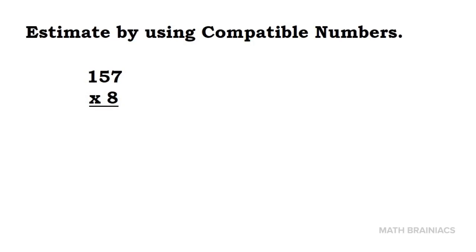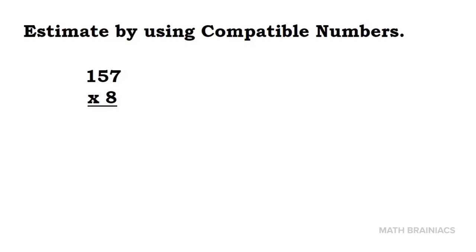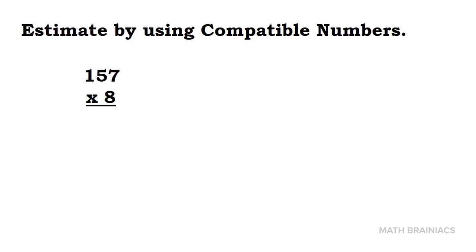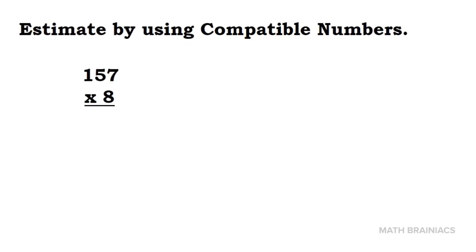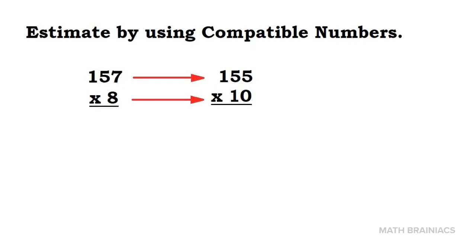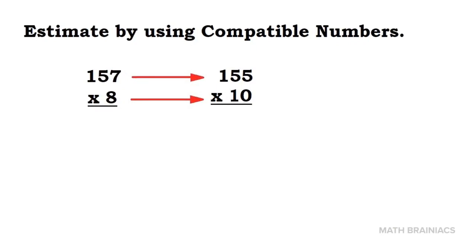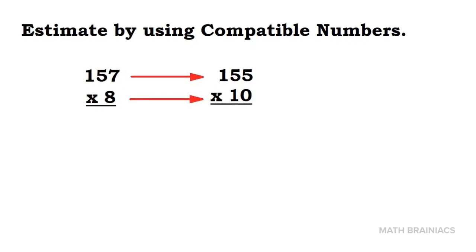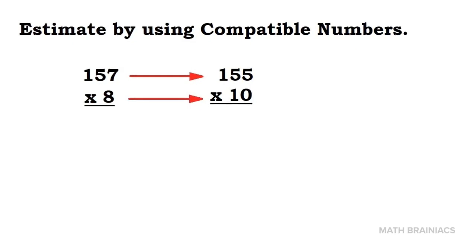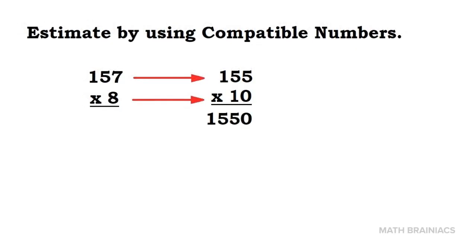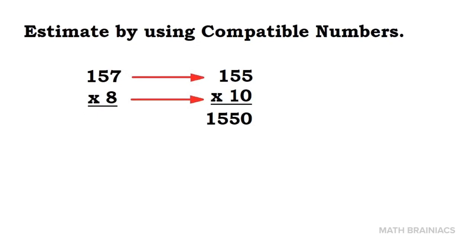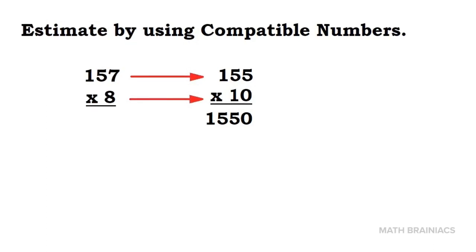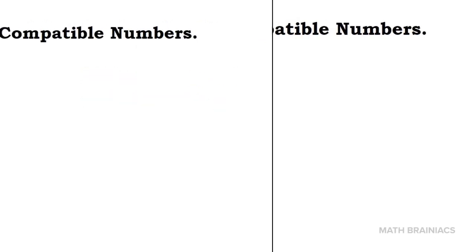Let us work on another example so that you can fully understand the lesson. Estimate by using compatible numbers. 157 times 8. Let us round off 157 into 155 and 8 into 10. Therefore, we're going to work on 155 times 10. Do you remember the multiplication pattern? If our multiplier is 10, we're just going to add a 0 to the multiplicand. Therefore, 155 times 10 will give us 1,550. It is very easy, right?